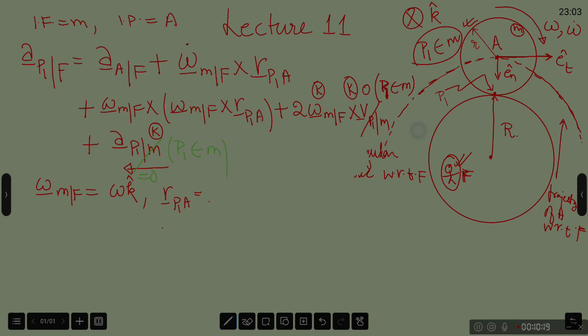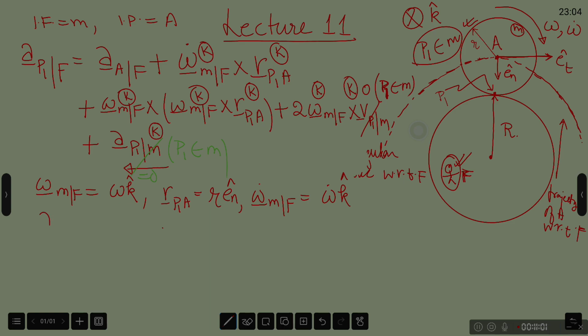RP1A is going to be small r times En. Remember, En is the local normal unit vector to the trajectory of A, and right now at this instant it is pointing downwards. All these are known quantities. Omega dot MF. Is this a known quantity? Indeed it is. This is omega dot k hat unit vector. I mark this also as a known quantity.